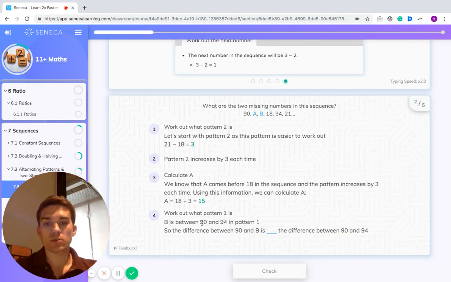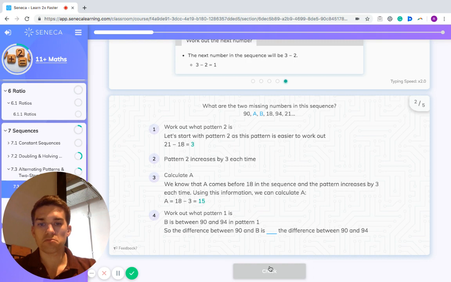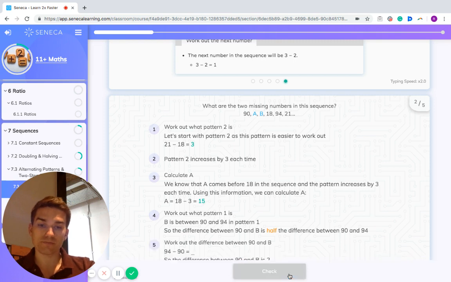So B is between 90 and 94 in pattern 1. And so we've got 90, then B, then 94. Okay, so if we're assuming that the pattern stays regular, we know that the difference between 90 and B will be 2. It's half the difference between 90 and 94.